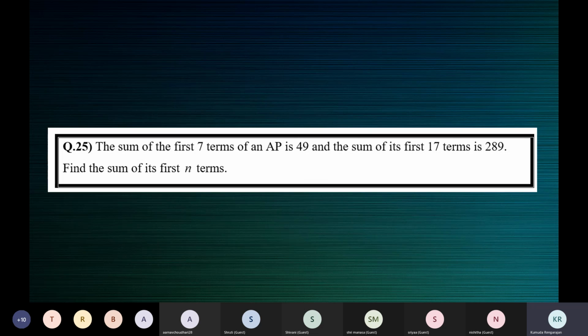Yes, children, this is your next question. Write down. The sum of the first 7 terms of an AP is 49, and the sum of its first 17 terms is 289. Find the sum of its first n terms.